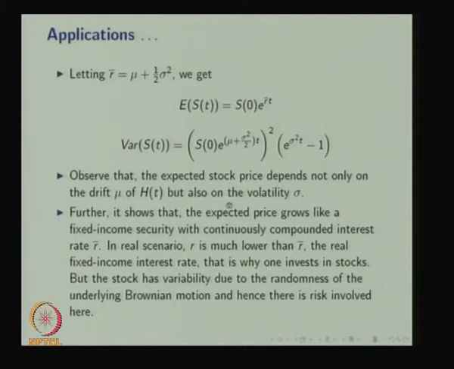Observe that from the expectation of S(t), the expected stock price depends not only on the drift mu of h(t), but also on the volatility sigma, because the expectation of S(t) is equal to S(0) times e to the power r bar t, where r bar is mu plus sigma square by 2. So this r bar depends on mu as well as sigma square. Hence, the expected stock price depends not only on the drift but also on the volatility sigma.